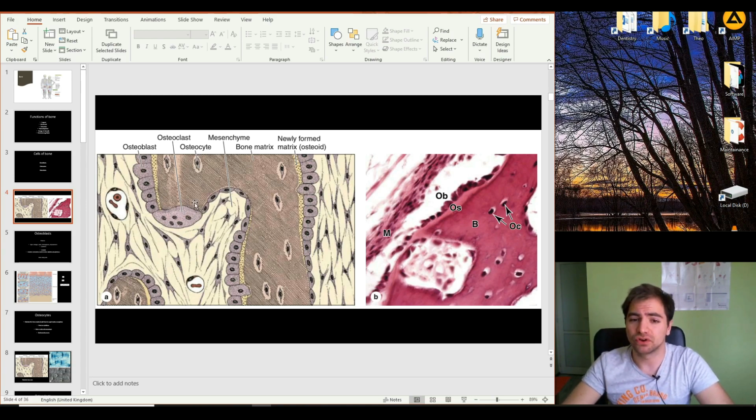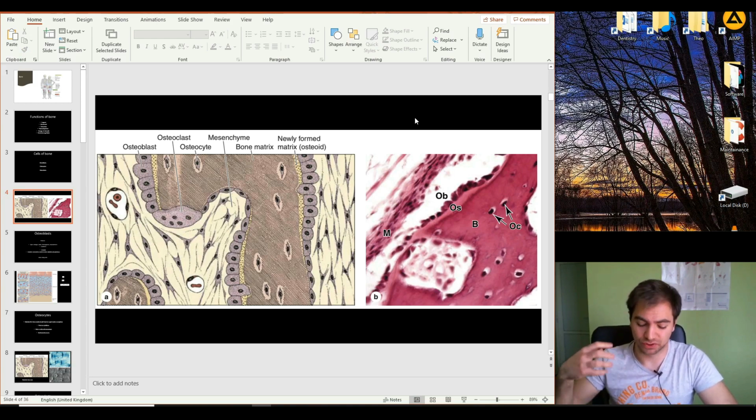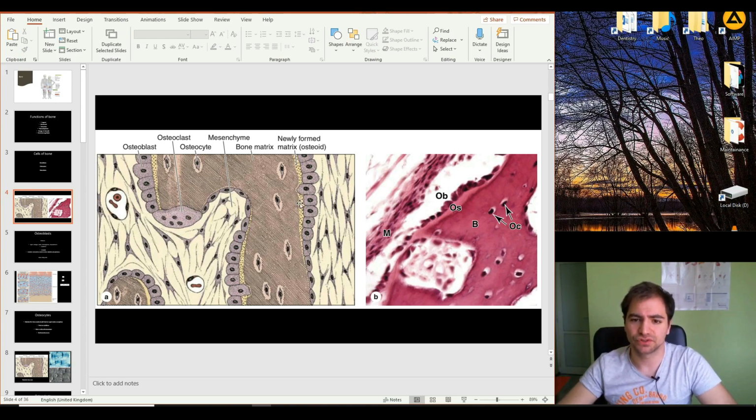And lastly, we have the osteoclasts. The osteoclasts, as I was saying before, destroy the bone itself. So this is pretty much a schematic of how this all looks, animated. And this is the true histological picture. We'll go through them in detail in a bit.